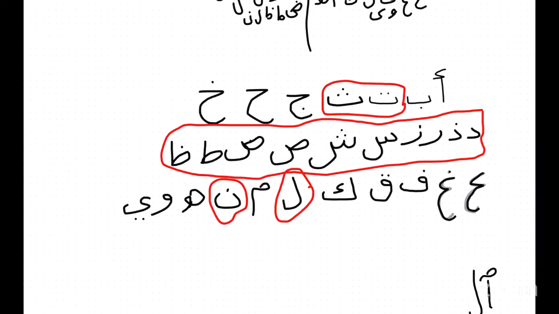And the entire second row, from Dal to Dha, they are all sun letters. And in the third row, we have only 2 sun letters as well, which are Lam and Nun, meaning Ain, Ghain, Fa, Qaf, Kaf, Mim, Ha, Waw, and Ya are all moon letters. So what do we mean by moon or sun letters?